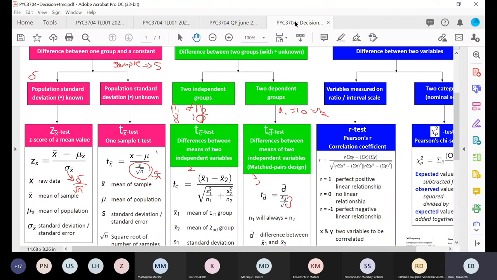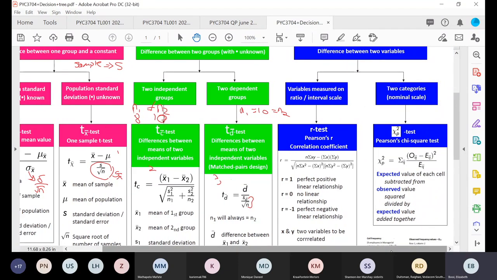Okay, so let's see. We've covered the green part. So now let's cover the other part, which is when you are given two variables. With hypothesis testing as well, you can test two variables. So yeah, we can test whether late coming and cold weather go together. So we can say late coming and weather.